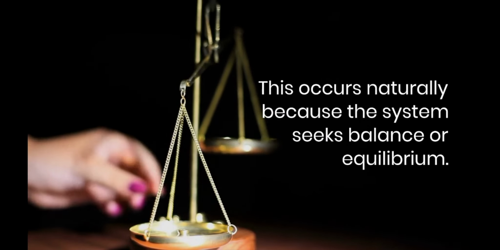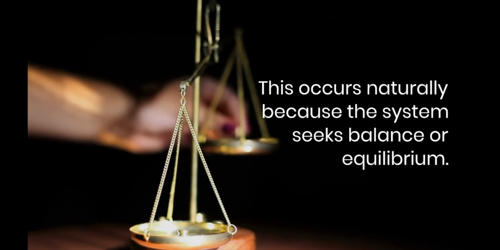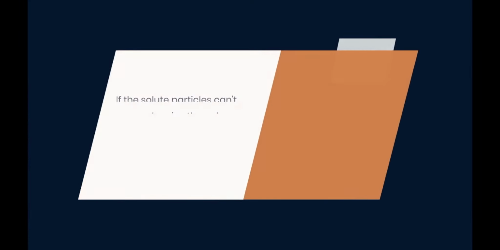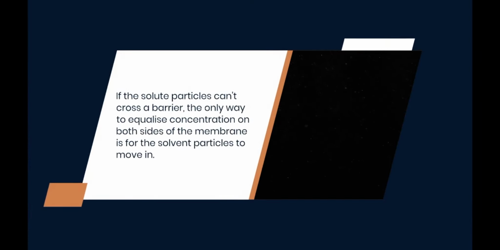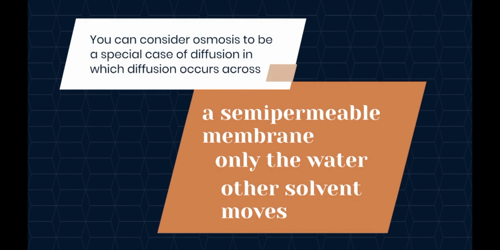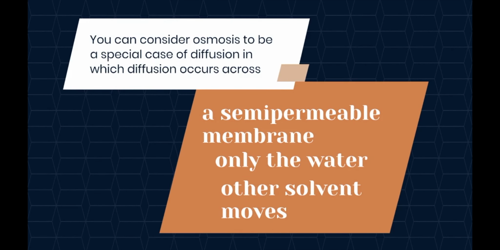This occurs naturally because the system seeks balance or equilibrium. If the solute particles can't cross a barrier, the only way to equalize concentration on both sides of the membrane is for the solvent particles to move in. You can consider osmosis to be a special case of diffusion in which diffusion occurs across a semi-permeable membrane and only the water or other solvent moves.